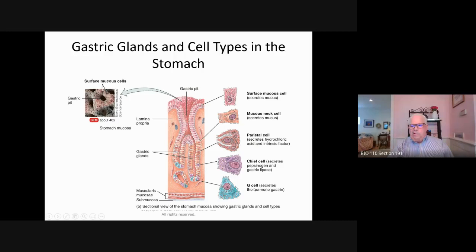Also in the stomach, there is a cell called a G cell, and that G cell secretes the hormone gastrin. That hormone stimulates the parietal cell to secrete hydrochloric acid. So all these cells work together. They all work together. Please know the function of all these cells. I will definitely ask you questions on exam number 3 on all the cells of the stomach.